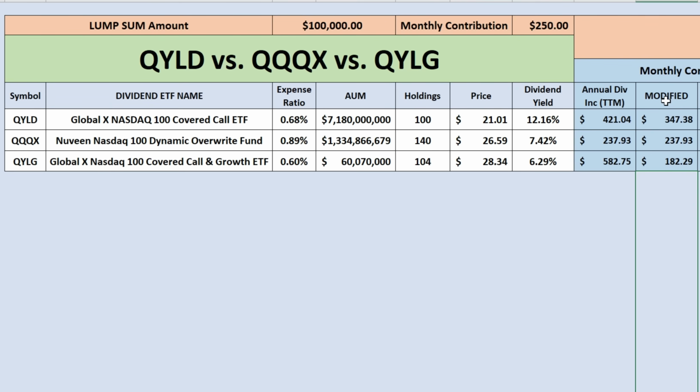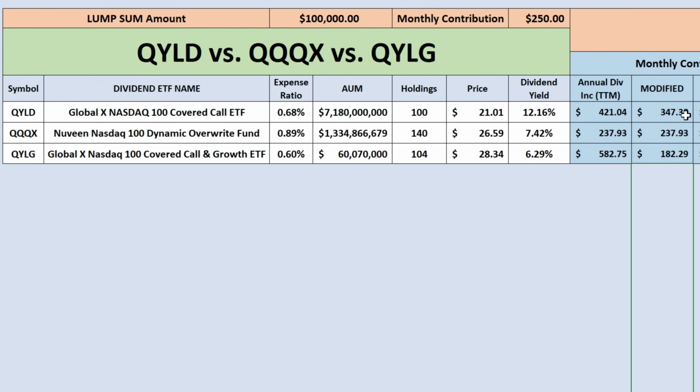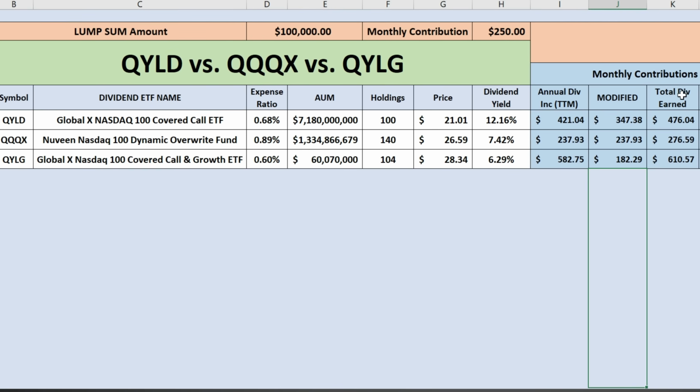When we do that, we see that the top result is in fact Global X QYLD at $347. Then we've got $237 for QQQX. QYLD is modified as well because they had a large December payment as well, though not as significant as what we saw with QYLG. And then right here, $182.29 for QYLG, which is the lowest of the three investments. Then we've got total dividend income earned right here. We've got QYLD in the lead at $476.04. We've got QQQX at $276.59, and then $610 with QYLG, which does include that large payment in December of 2021.